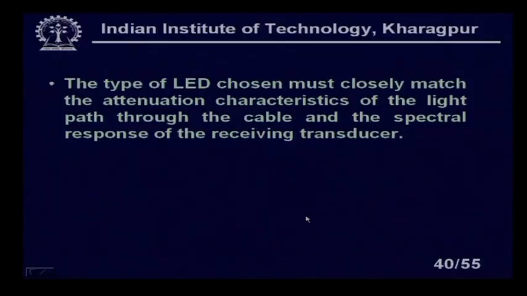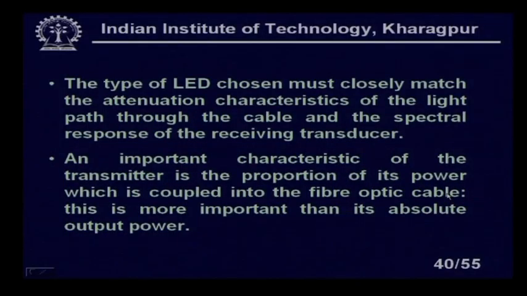We have seen that the diode has that type of advantages. The type of LED chosen must closely match the attenuation characteristics of the light path through the cable and the spectral response of the receiving transducers. Because receiving transducers also should have the same characteristics, otherwise they cannot convert that light signal to the electrical signal. Thus, one-to-one characteristics should be there.